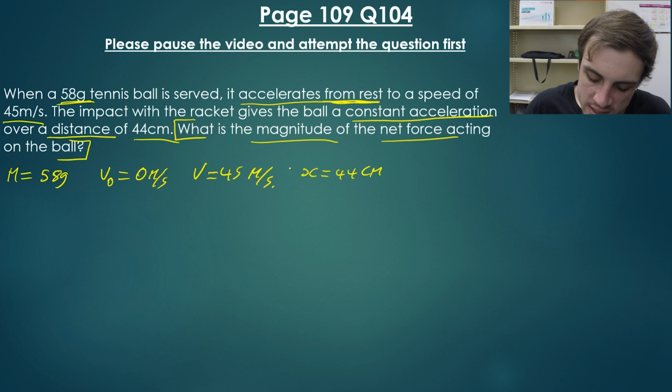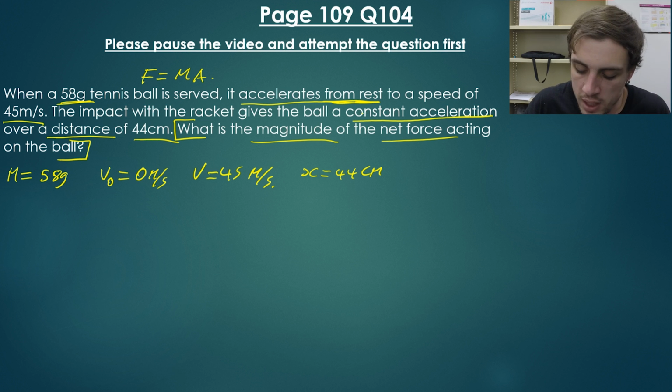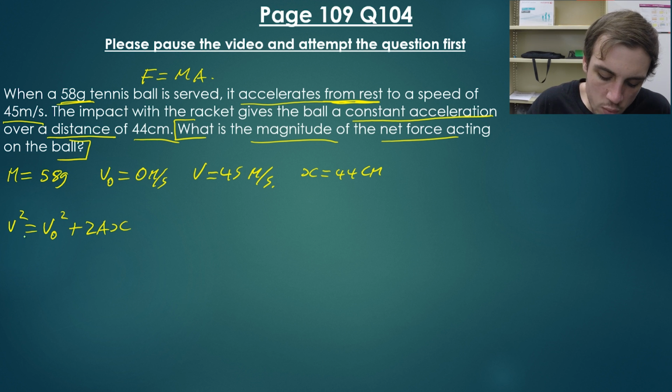Again, I'm seeing kinematic formulas, constant acceleration, and force. One thing that jumps to mind is F equals ma. We're given the mass, so we need the acceleration. There is absolutely no mention of time in this entire question, so I'm going to use the equation v squared is equal to v0 squared plus 2ax. Now I'm going to rearrange this to isolate the acceleration.